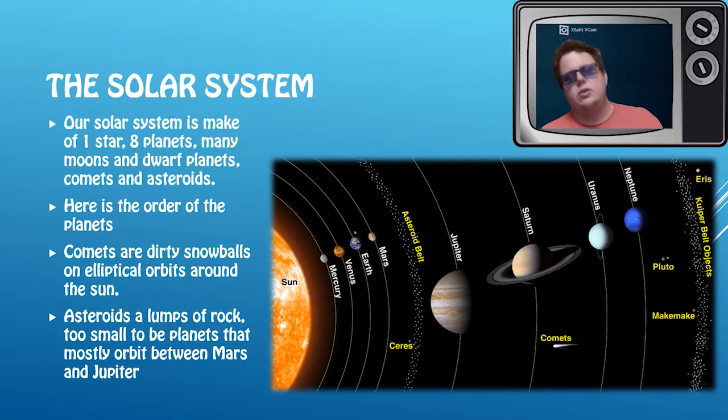Likewise then, asteroids. Asteroids are lumps of rock that were too small to become planets. Most of the asteroids in our solar system are found in a belt between Mars and Jupiter. It's thought that this was a planet that failed to form and was basically pulled apart by Jupiter's gravity.